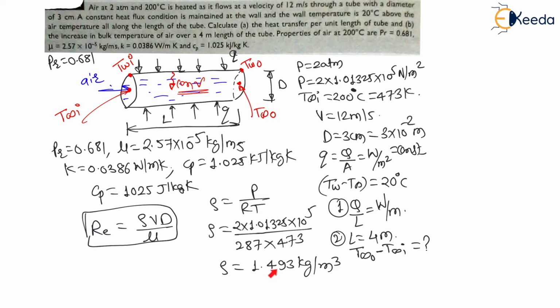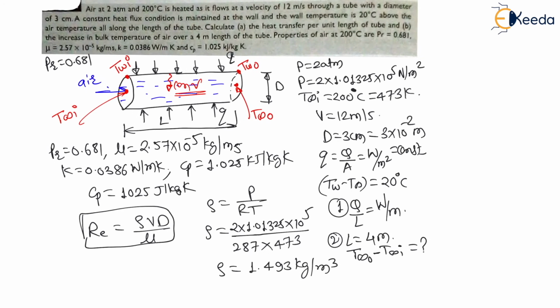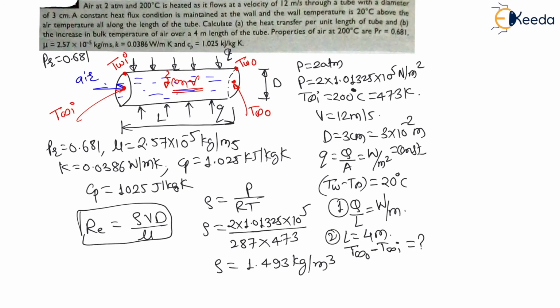Now, once you calculate this density, let us use this density formula here. Right? Therefore, my dear students, here we are going to use this density in the given equation. Therefore, this Reynolds number becomes rho. Rho is the density, which is nothing but 1.493 into velocity is given 12 meter per second into diameter is given 3 centimeter, which is nothing but 3 into 10 to the power minus 2 meter. Here viscosity is given 2.57 into 10 to the power minus 5.